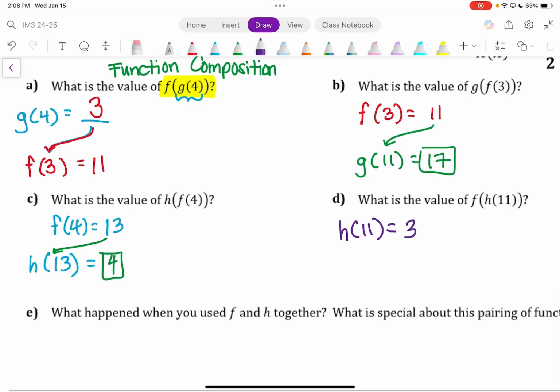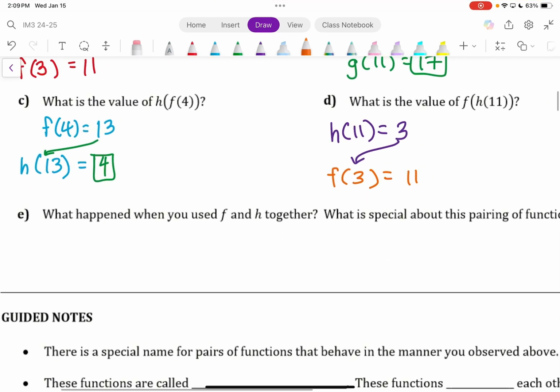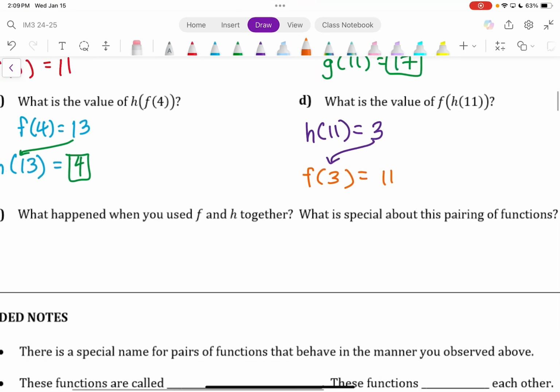We take the 3, we plug it into f, and f of 3 is equal to 11. Now, we can go ahead and look at the next question. What happened when you used f and h together? What is special about this pairing of functions?